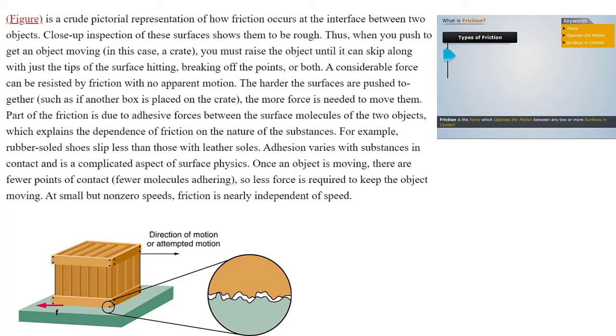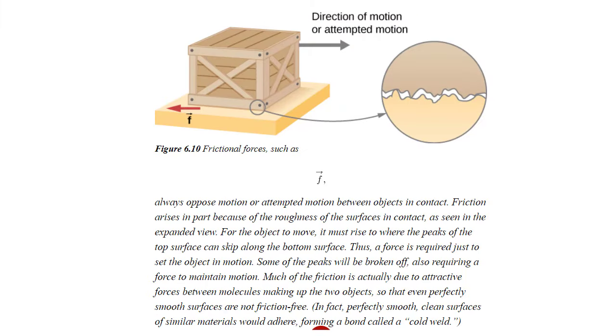The figure shows a crate on a flat surface. A black arrow points toward the right, away from the crate, and is labeled as the direction of motion or attempted motion. A red arrow pointing toward the left is located near the bottom left corner of the crate, at the interface between that corner and the supporting surface, and is labeled as f. A magnified view of a bottom corner of the crate and the supporting surface shows that the roughness in the two surfaces leads to small gaps between them. There is direct contact only at a few points. Friction always opposes the motion or attempted motion between objects in contact.